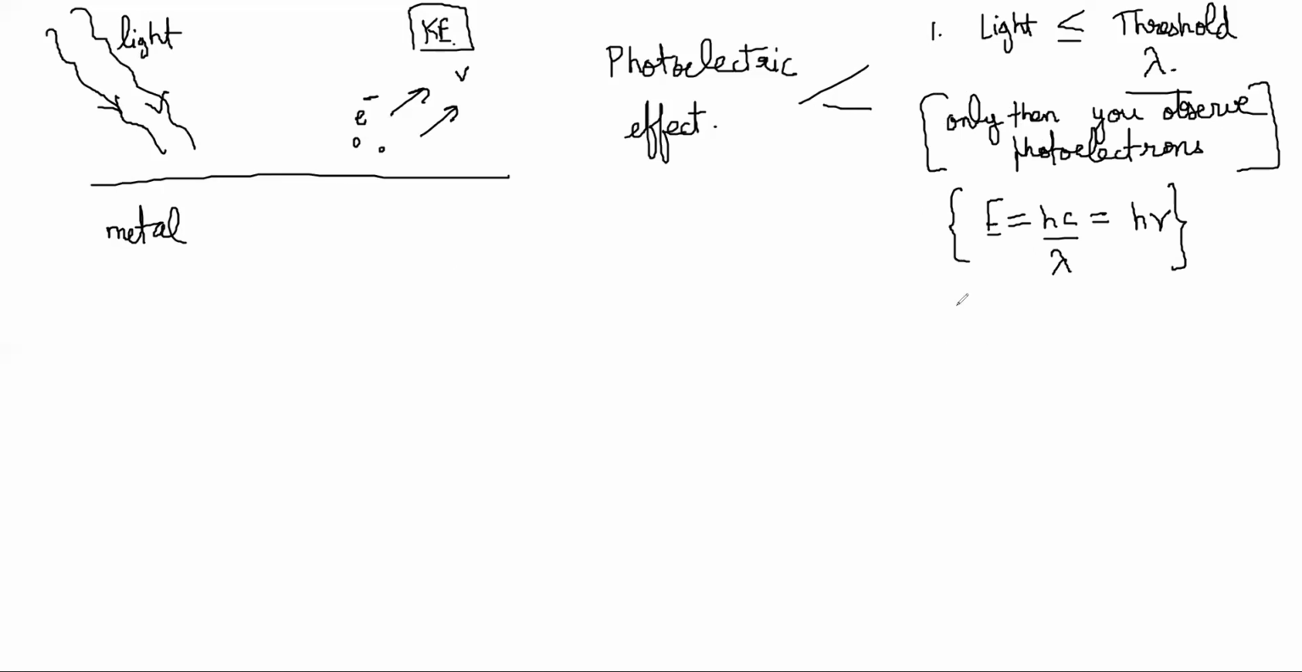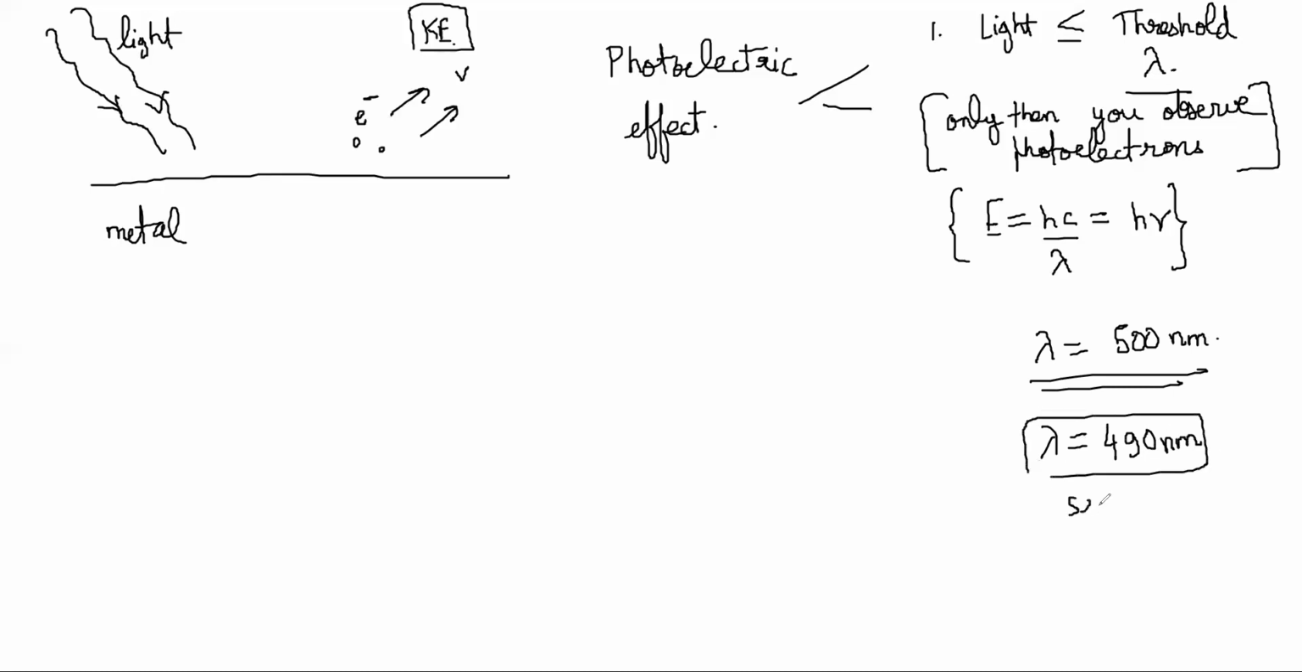This part we should elaborate a little bit. Assume the threshold wavelength is, suppose, 500 nanometers. If you take a wavelength of 490 nanometers, then you see photoelectrons. If you shine 490 nanometer light, you will see photoelectrons coming out. But if you shine 510 nanometer light, no matter what you do, you will not see electrons.